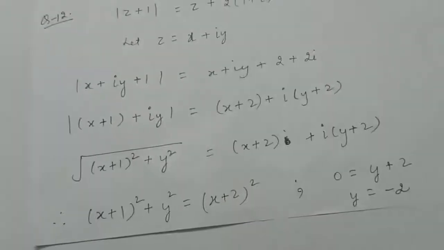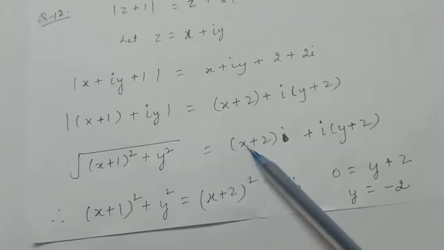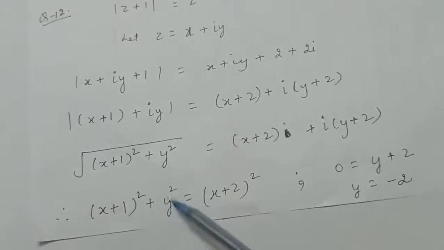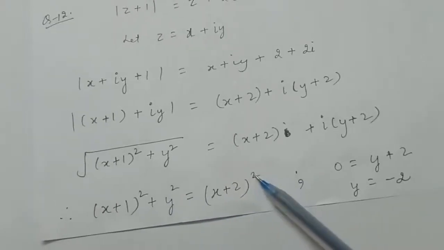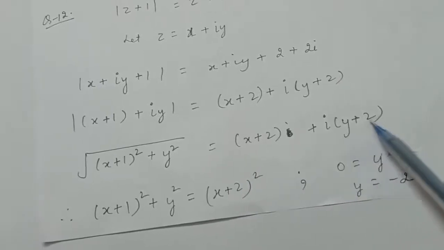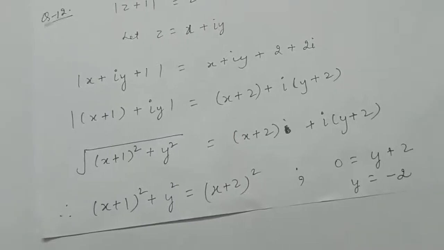Now compare the real and imaginary parts. So this will be equal to x plus 2, and I have squared both the sides. So this will be equal to x plus 2 whole square. And from here imaginary part is 0 and this is y plus 2. So y will be equal to minus 2.